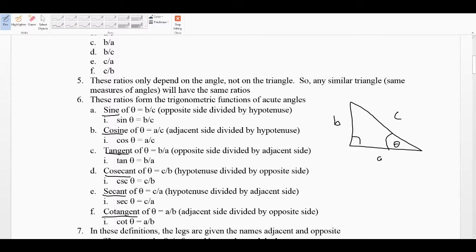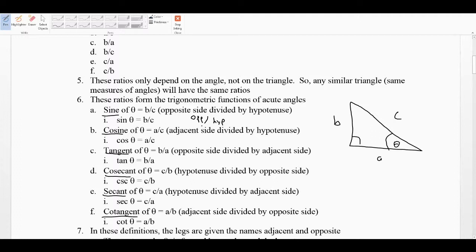So when you think of sine, sine is the same as opposite over hypotenuse. So I'm going to write it as opposite over hypotenuse. So what that means is, if you look at this angle, this theta, the side opposite is the B. Hypotenuse is always the C in this case, so the sine of theta is B over C, and that's where this comes from.